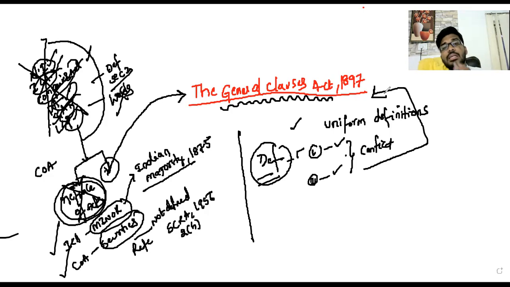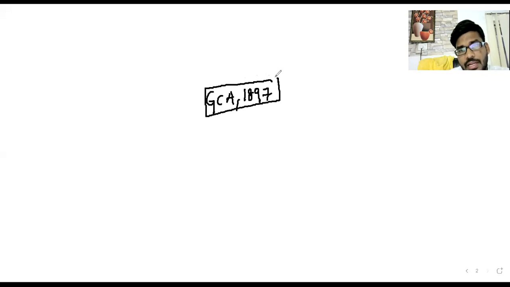Clear, sir? That is how the General Clauses Act 1897 was introduced. This is the basic scenario, the basic understanding. Coming to this General Clauses Act, simply called GCA 1897, listen: before the General Clauses Act 1897 in India, two more General Clauses Acts were there.